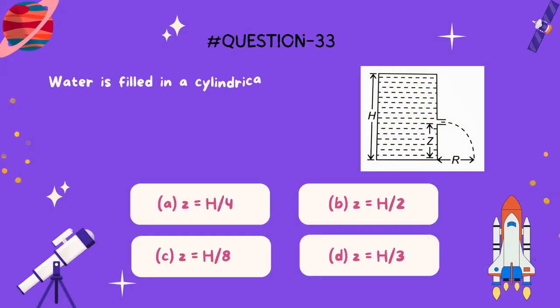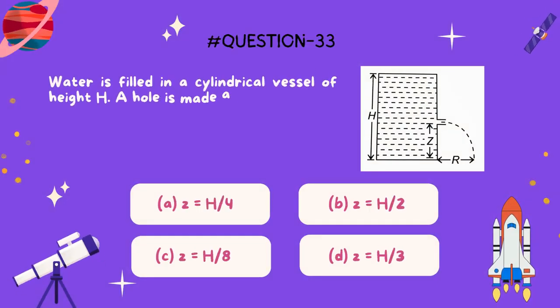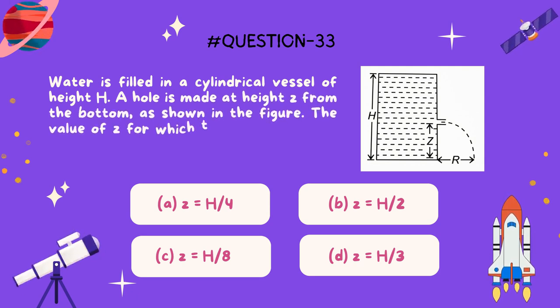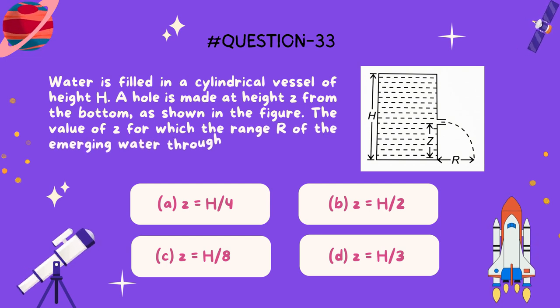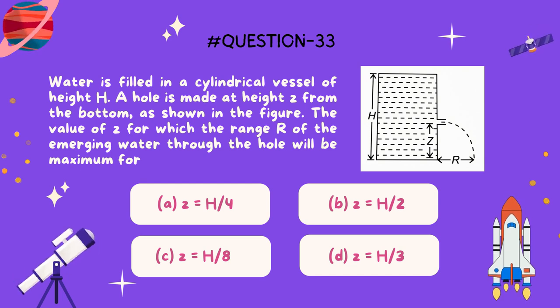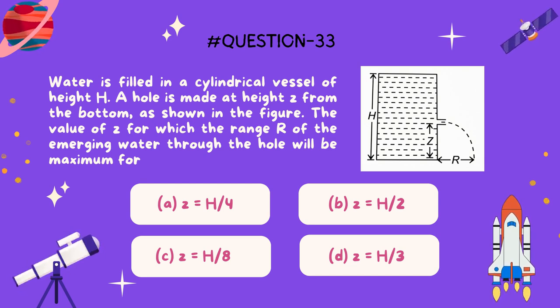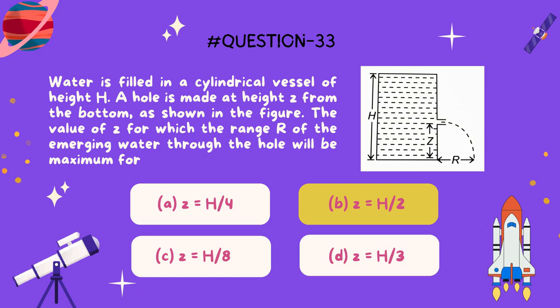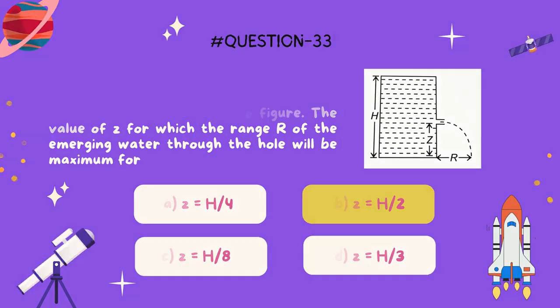33. Water is filled in a cylindrical vessel of height h. A hole is made at height z from the bottom, as shown in the figure. The value of z, for which the range r of the emerging water through the hole will be maximum, is: A, z equals h divided by 4. B, z equals h divided by 2. C, z equals h divided by 8. D, z equals h divided by 3. Correct answer: B, z equals h divided by 2.